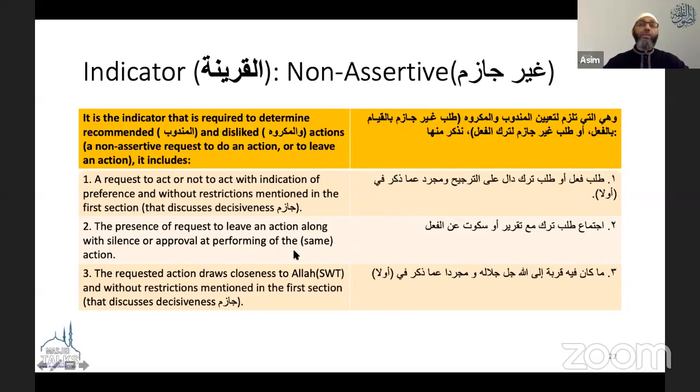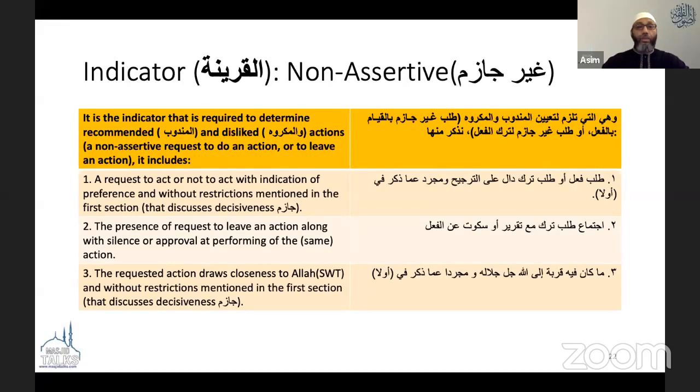The third one is about the command that carries closeness to Allah subhanahu wa ta'ala, meaning it draws the person who acts accordingly closer to Allah Azza wa Jal. And again, this one, like the very first one, has a similar understanding, which is it does not carry jazm, because we are talking about adam al-jazm, meaning the absence of the jazm here. So it has to be besides all those categories that we talked about in the section of jazm.